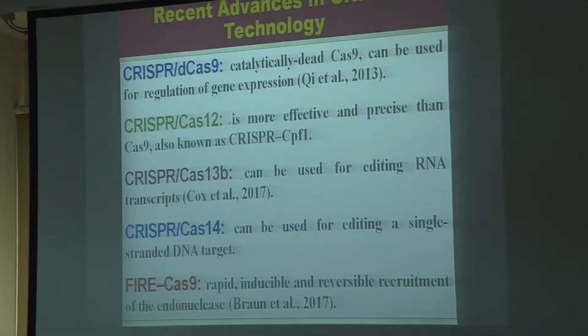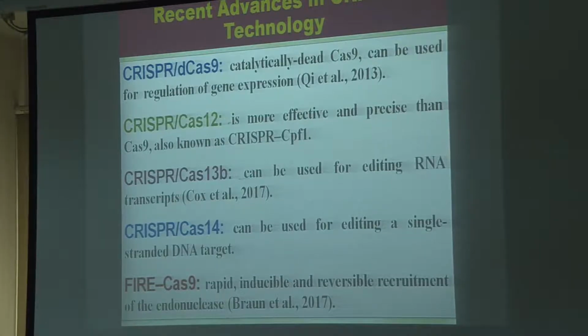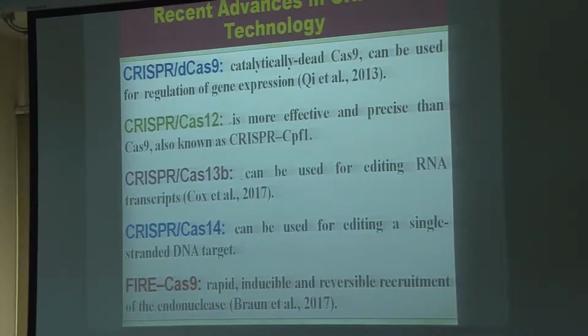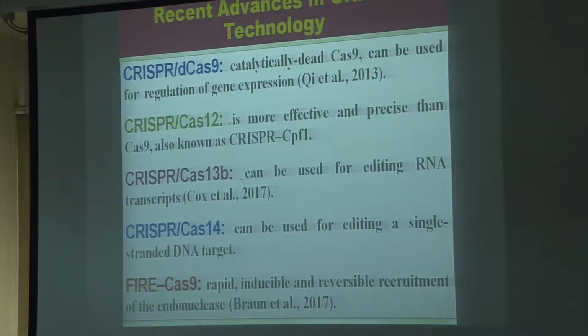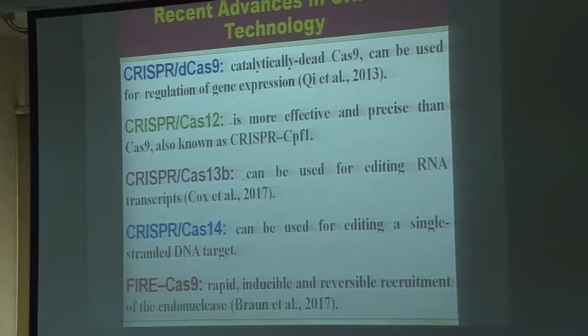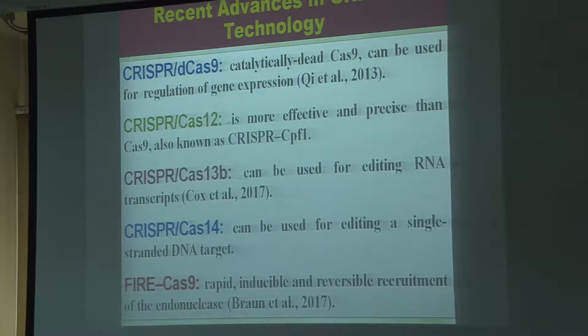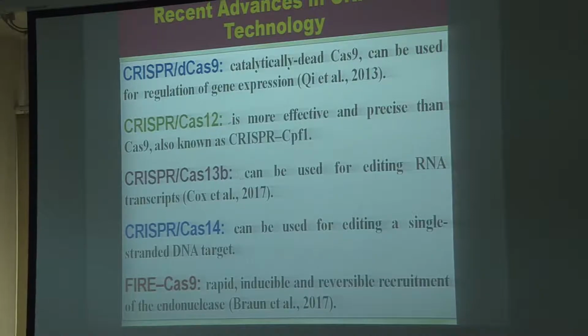Then CRISPR-Cas12. Later on it was found that there are certain nucleases which are very specific and doing very effective work. So, that was named, of course in sequence, Cas12. It is very effective, more effective than Cas9. So, if you want that there should not be any erroneous manipulation or editing, then you can use Cas12, very precise and very effective.